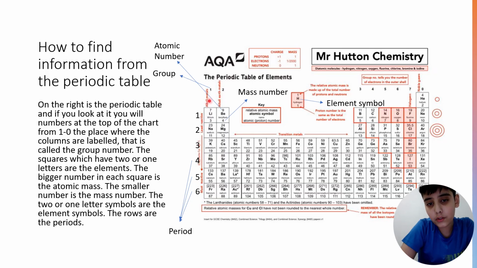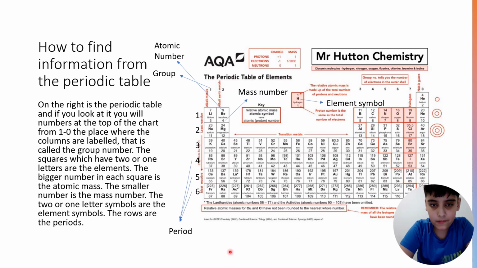These top numbers, 1, 2, 3, 4, and so on, up to 0, you may think 0 is a bit odd. These we call group numbers. Just to clarify, the reason 0 is there is that these have a special property. We'll come on to that later. But this can also be called 8.